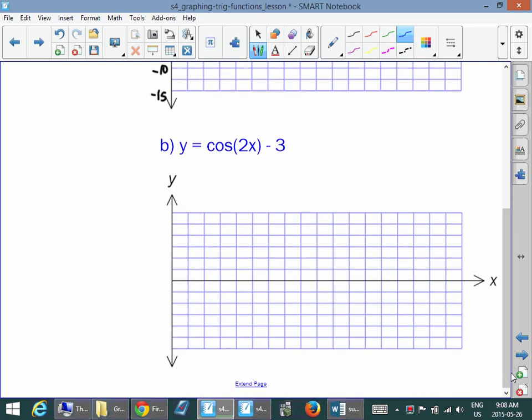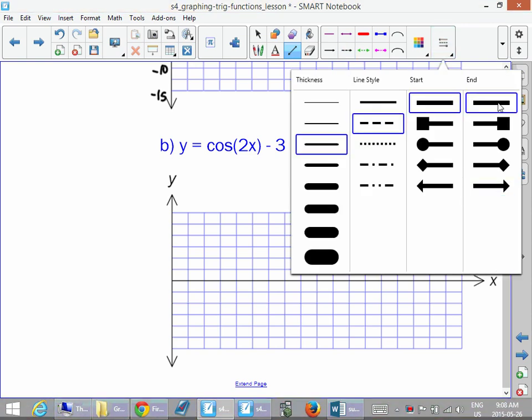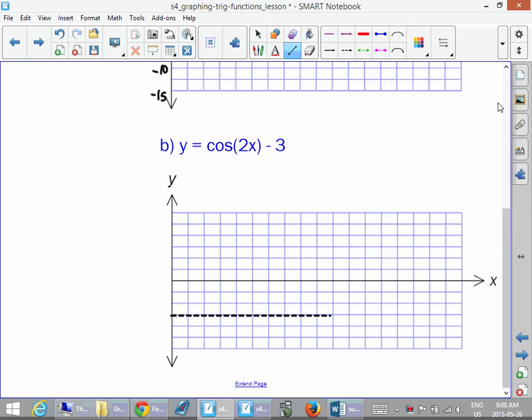So now we have y equals cos 2x minus 3. Again, there's only two things to consider here. D is negative 3 and the 2x. So we'll consider the negative 3 part here first. So we're going to make one of these things at negative 3 here. I put this at negative 3.